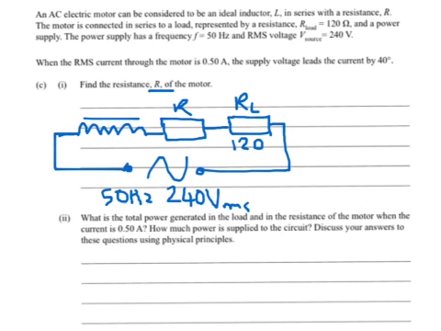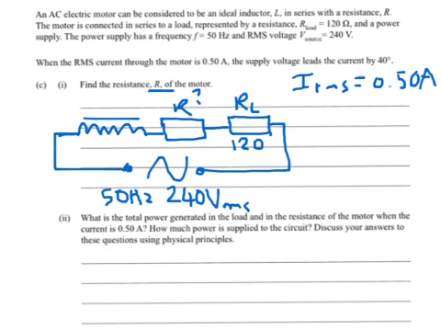Okay, so now what are we trying to find out again? We're trying to find out R, and we're told that the RMS current is equal to 0.50 amps, and that the supply voltage leads the current by 40 degrees.